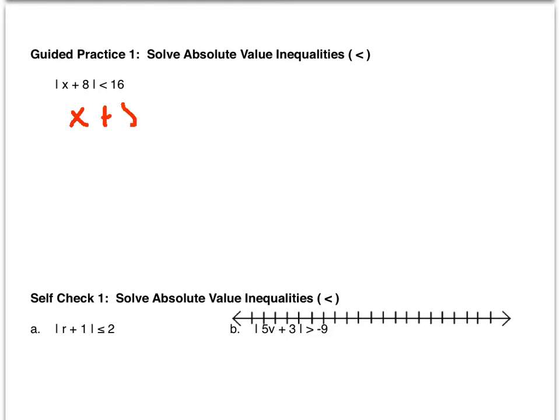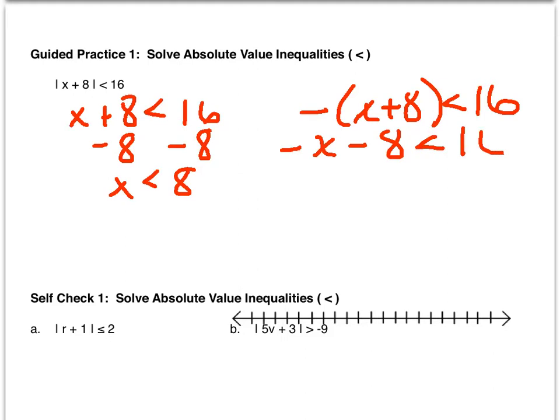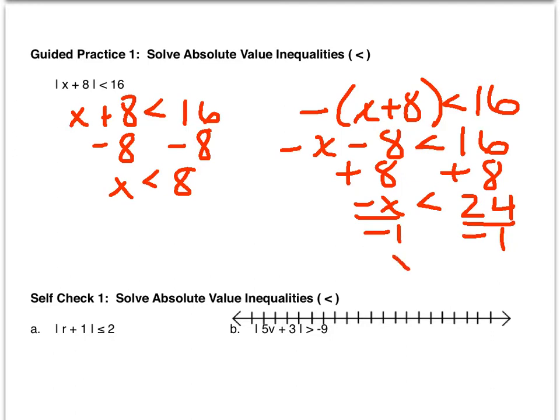So we have x plus 8 is less than 16, and we have negative (x plus 8) is less than 16. So we'll go ahead and solve this one first, and we'll subtract 8 from both sides, and we get x is less than 8. In the other one, let's go ahead and distribute, and we get negative x minus 8 is less than 16. We're going to add 8 to both sides, and we get negative x is less than 24. We'll divide both sides by negative 1, and we get x is greater than negative 24.